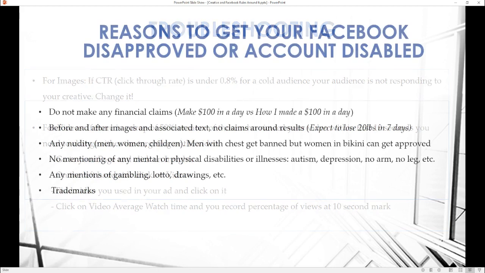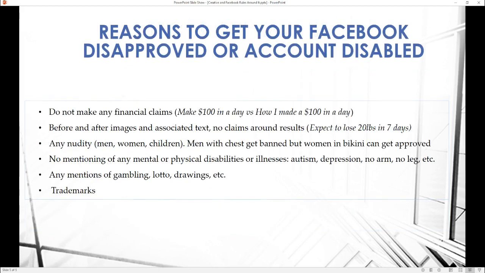Okay, so now I'm going to cover a couple of reasons why your Facebook ad would be disapproved, or your account disabled. And I apologize, I just noticed that here it should say reasons to get your Facebook ad disapproved or account disabled. So I missed the ad part, but you know what I'm talking about.